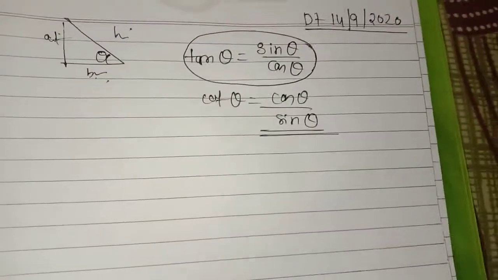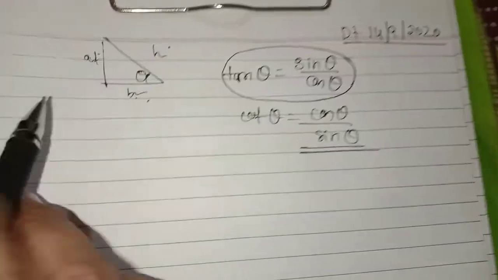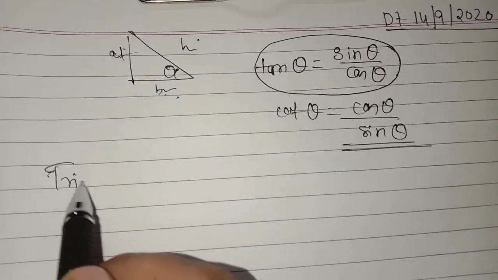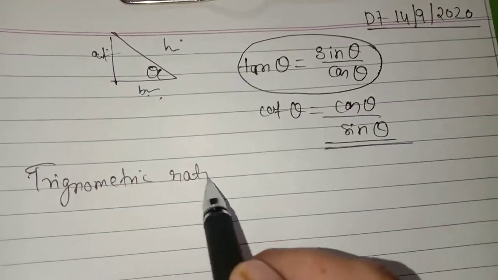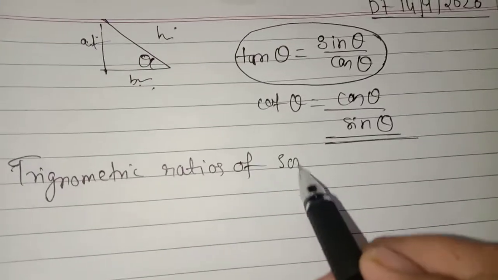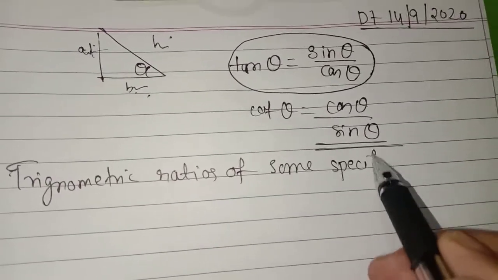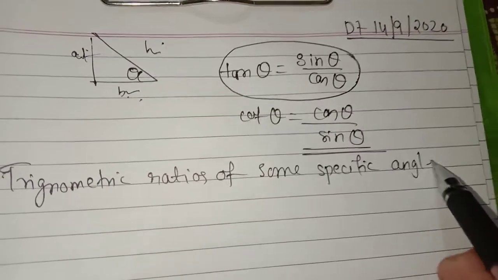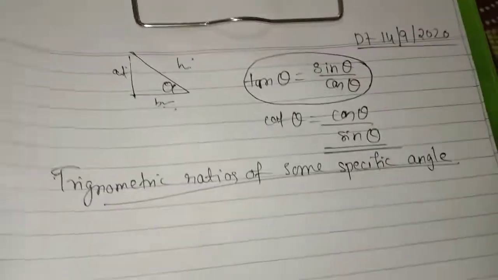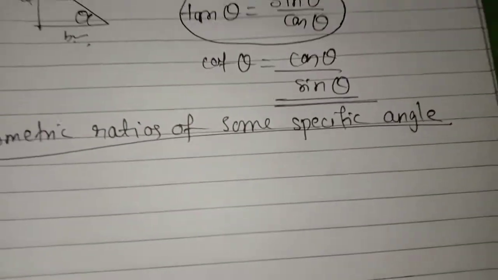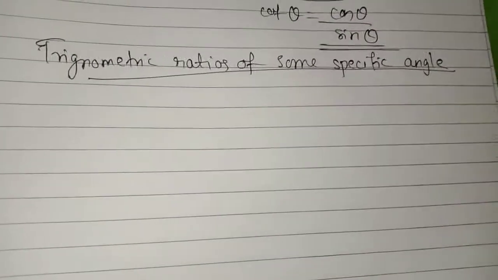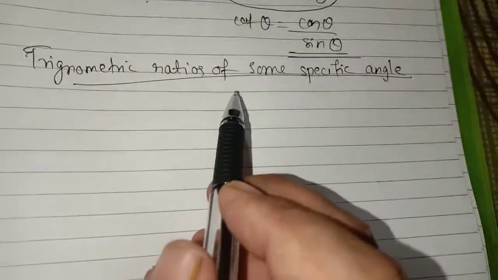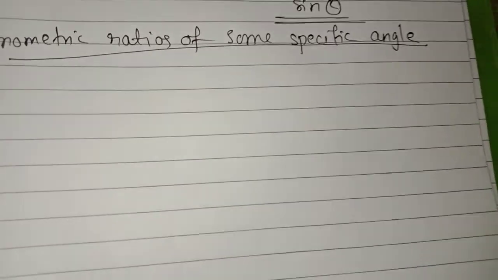So let's start our new exercise, but before that, our new topic is trigonometric ratios of some specific angles. Now here I will explain you how to prepare the table, and in case you are forgetting some values of the table, how to memorize it, because how the value of each angle comes is not our topic, but we have to remember it.